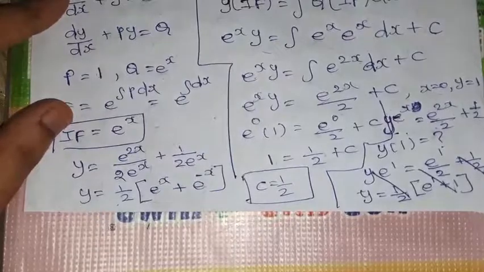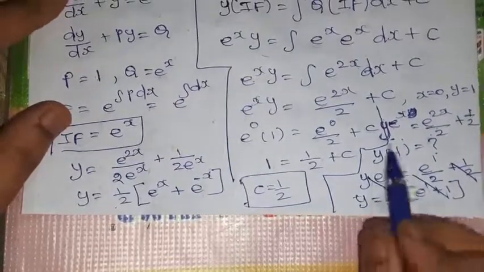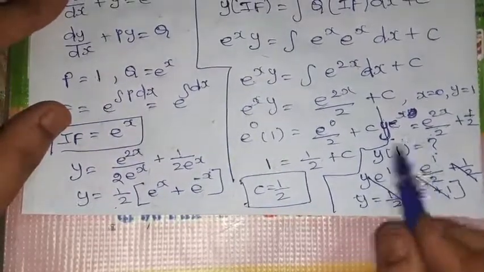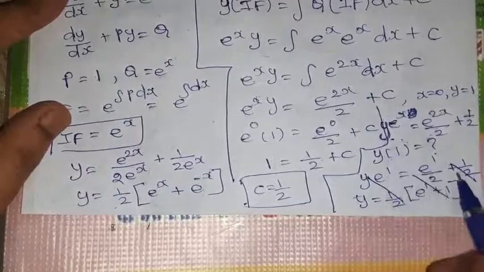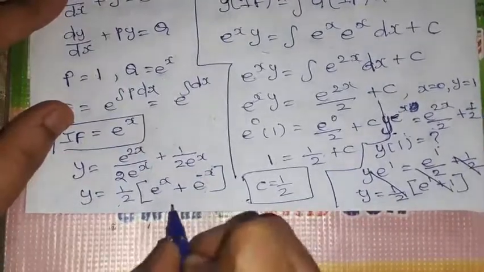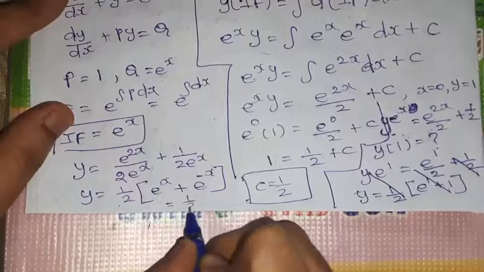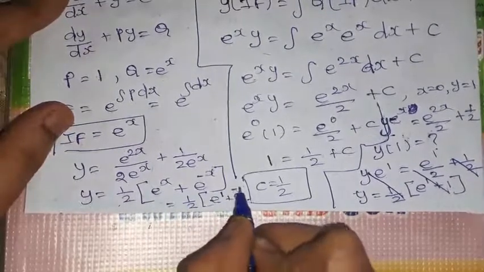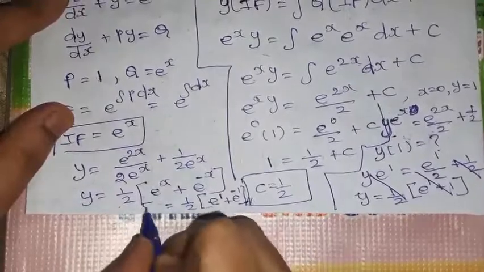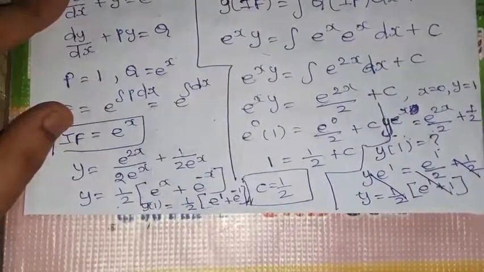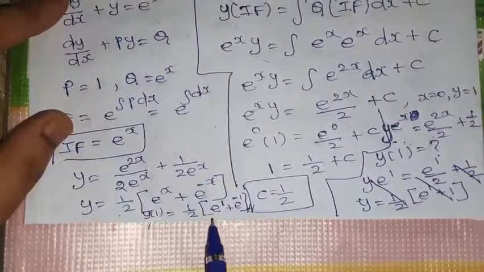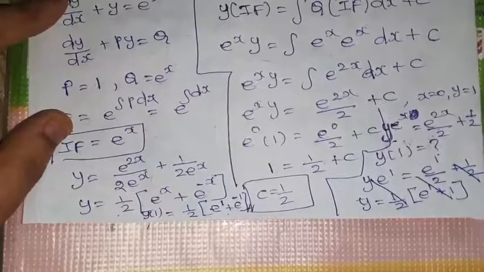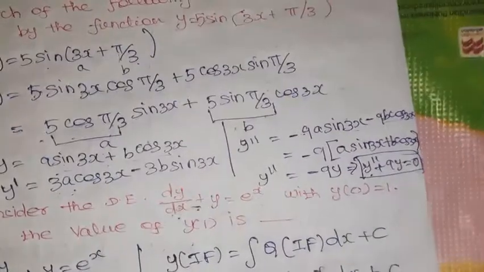This is the solution. Now we need to find out the y of 1 value. Y of 1, how to find? At x equal to 1, what is the solution? Substitute x equal to 1 in here, e power 1 plus e power minus 1. This is the value of y of 1, right? y of 1 equal to half into e power 1 plus e power minus 1. Okay? We'll move on to the next example problem.